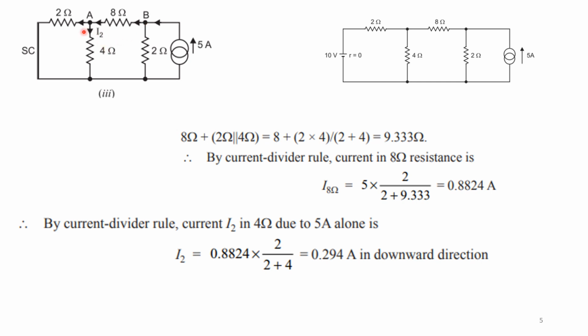But actually I need to find I2. So again I am going to use the current division rule. The total current here is 0.8824 times the opposite resistance 2 ohm divided by the sum of the resistances 2 plus 4. So I multiply by 2 divided by 2 plus 4. My answer here is 0.294 amps in the downward direction.